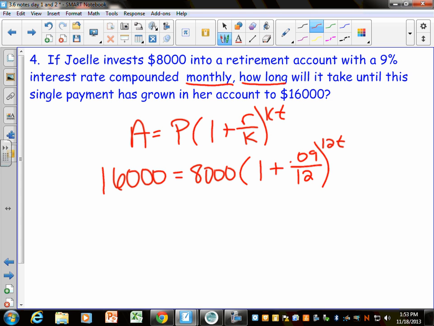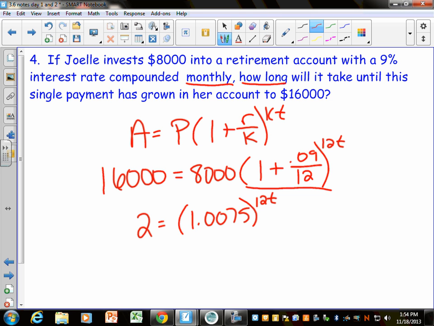For me, step 1 is I'm going to divide by 8,000 instead of distributing, just because I can't distribute anyway because it's all to a power. So if I divide by 8,000, do you agree that that goes down to 2 over there? And the other thing I always recommend doing is type that in your calculator. It's going to be a decimal, but type it in because then you don't have to deal with the parentheses later. 1 plus 0.09 divided by 12 is 1.0075 to the 12t power.